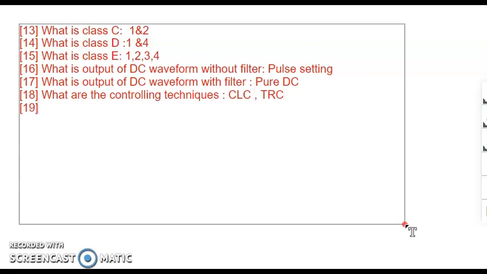So what are the types of time ratio control? There are two types: one is pulse width modulation, the other is frequency modulation. That's all. So up to this one, it is the chopper. Okay, chopper up to this one. Fine.